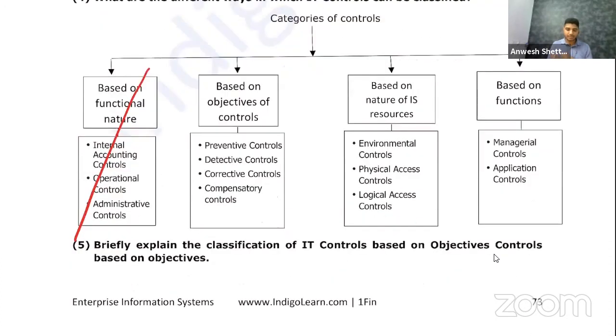Now we have these three things. On the basis of objectives, you have preventive control, detective control, corrective control, and compensatory control. You don't have it in detail, but preventive, detective, and corrective are the major ones. Next, based on the nature of IS resources, we have environmental control, physical control, and logical access control. We will talk about this in detail, don't worry. And based on functions, we have managerial control and application control. We will talk about it.